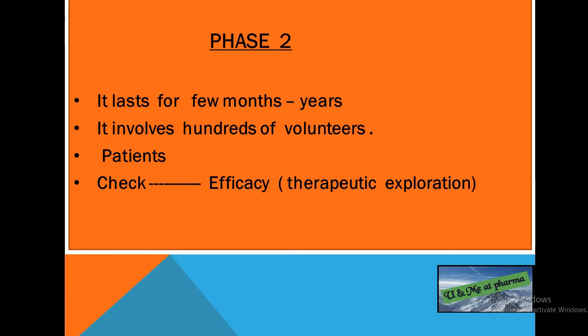So whatever problem we are thinking to explore, those patients are chosen and given this dosage. And here we check efficacy, that is therapeutic exploration, right? Previously in preclinical testing, we checked the activity and safety levels in animals. So in the human case also, we need to know whether it shows the same action and same activity. In regard to that, we do this phase. So that is therapeutic exploration.